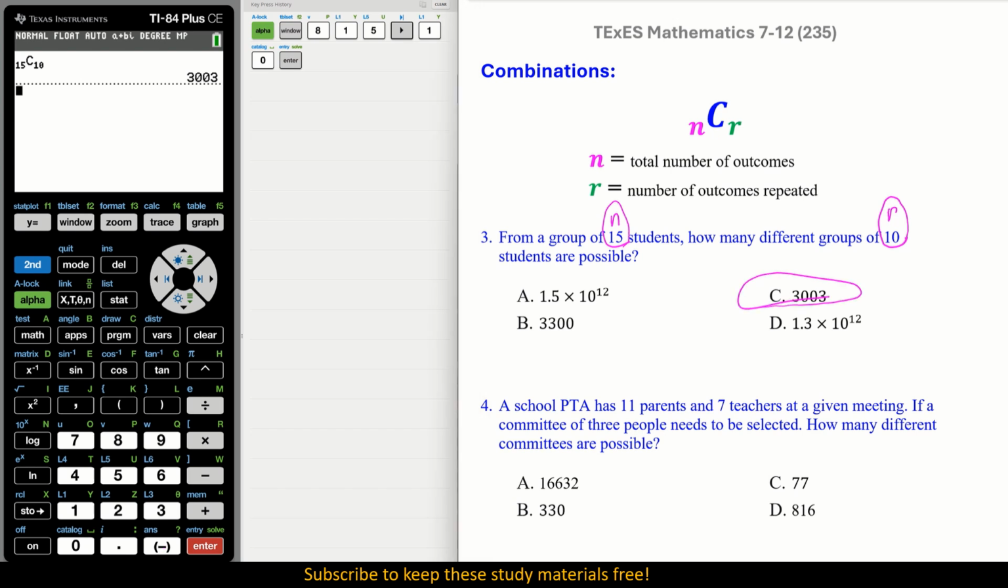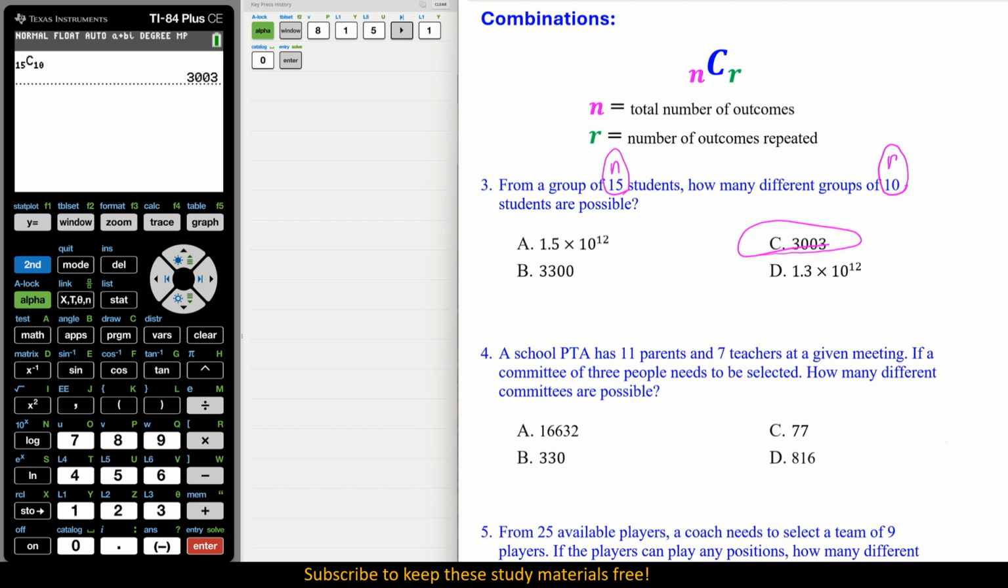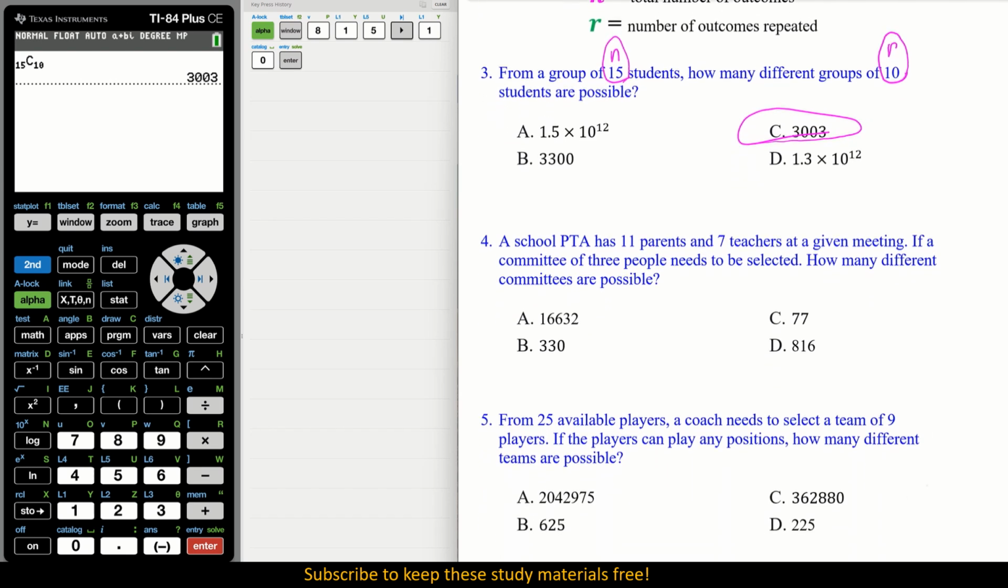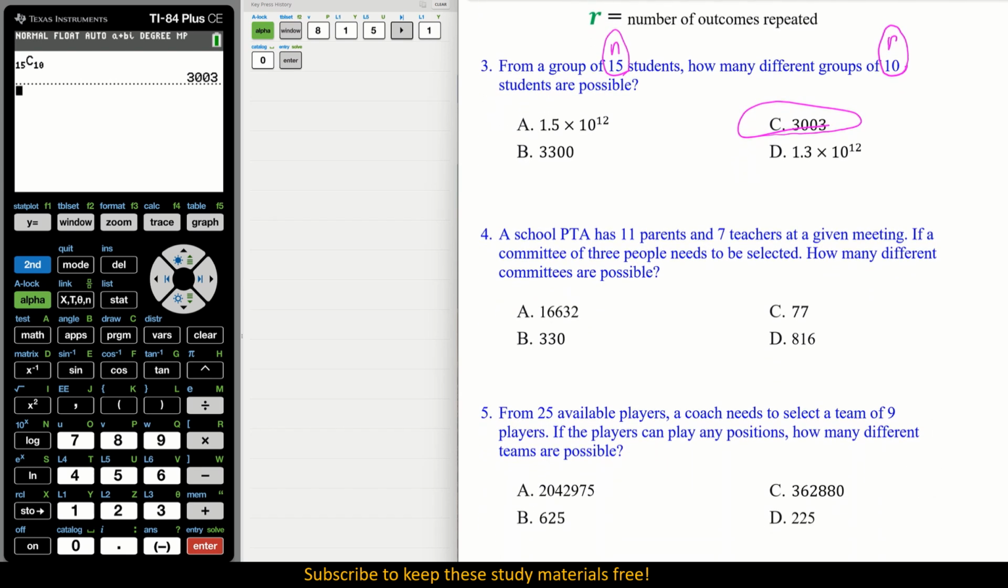I know your eyes could easily be drawn to B, but of course that's not what we need. Okay, so let's go to number 4 then. Let's look at what they're saying here. A school PTA has 11 parents and 7 teachers at a given meeting. If a committee of 3 people needs to be selected, how many different committees are possible? Now that would seem like the fundamental principle of counting.